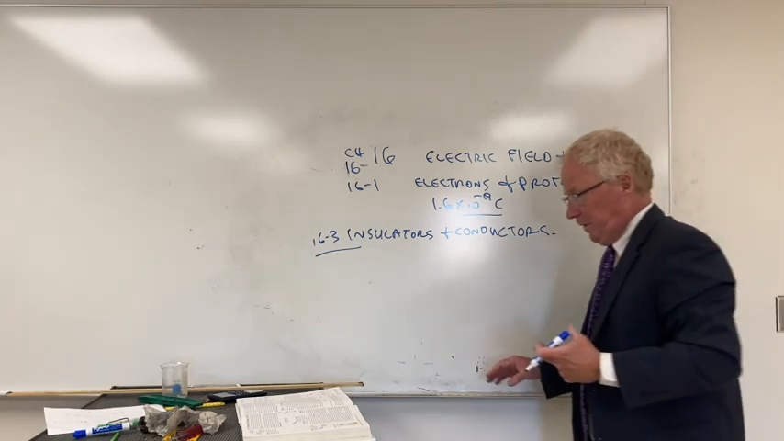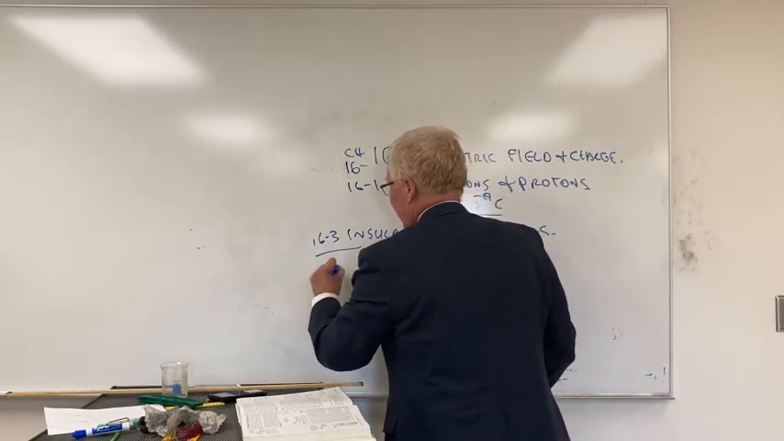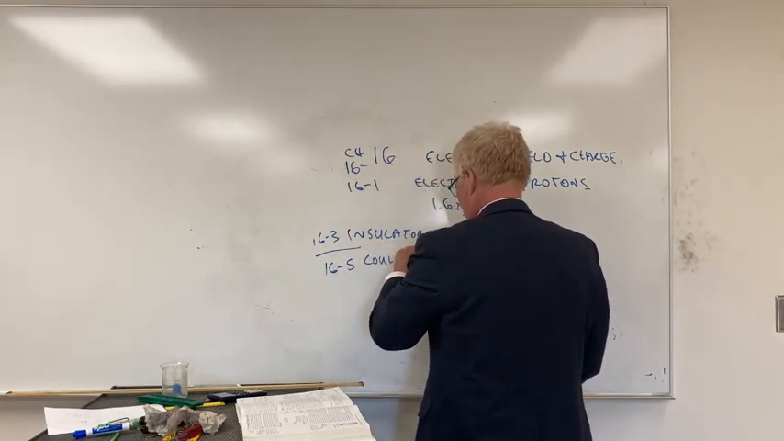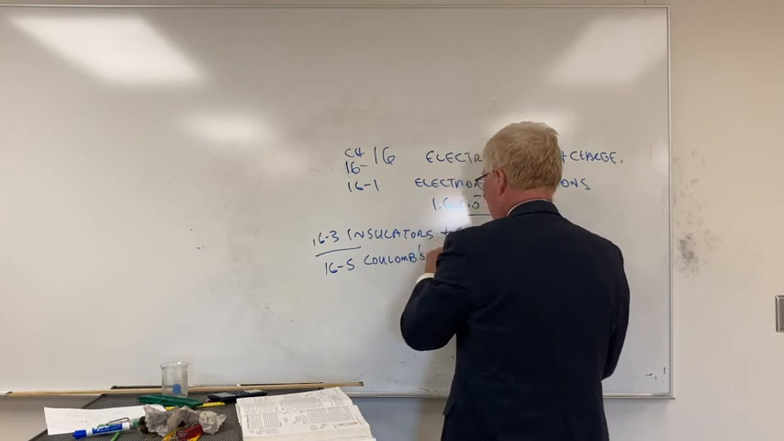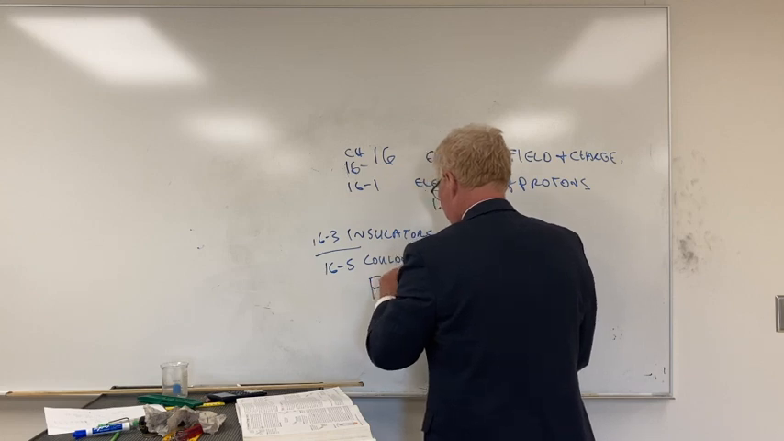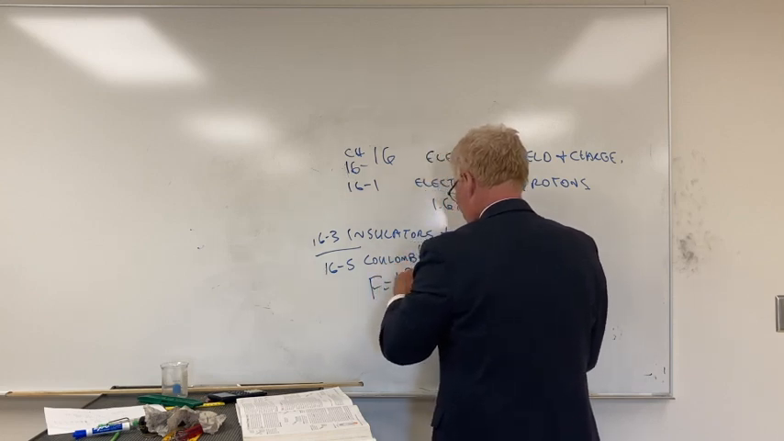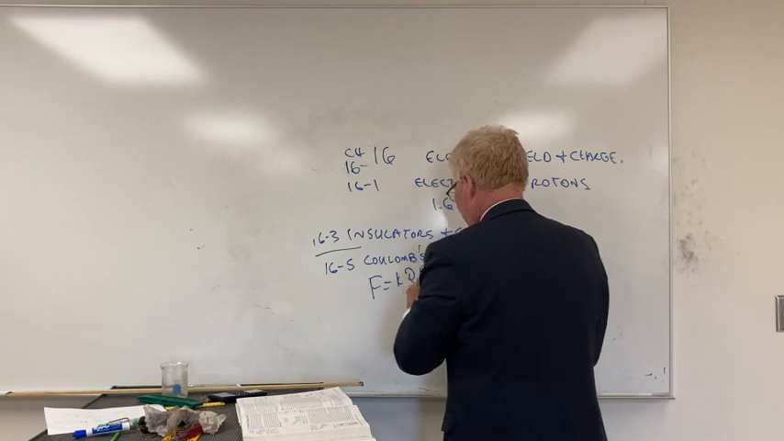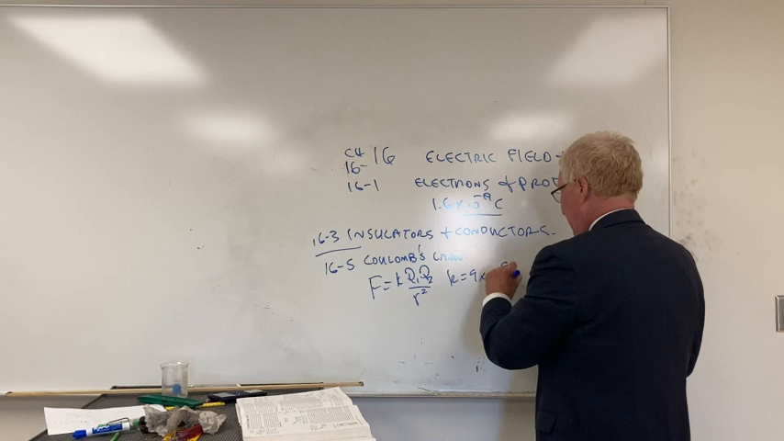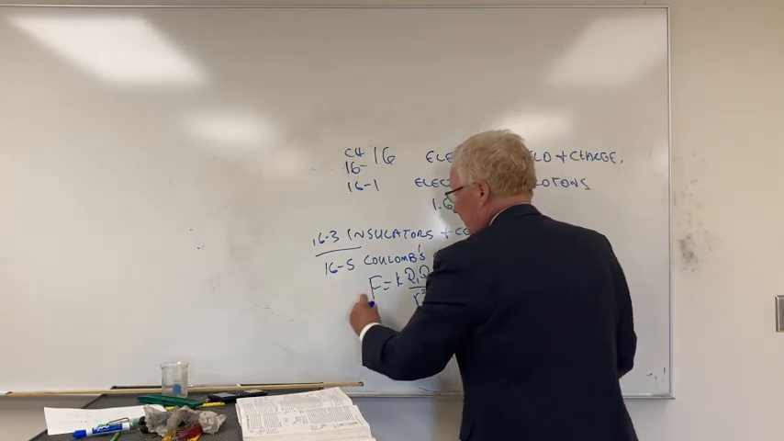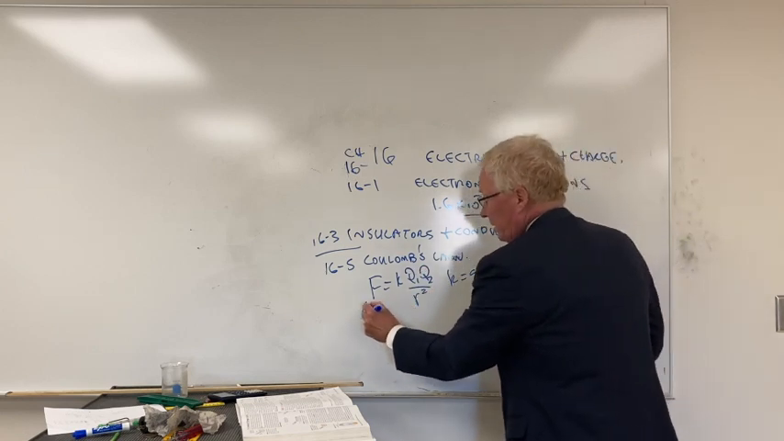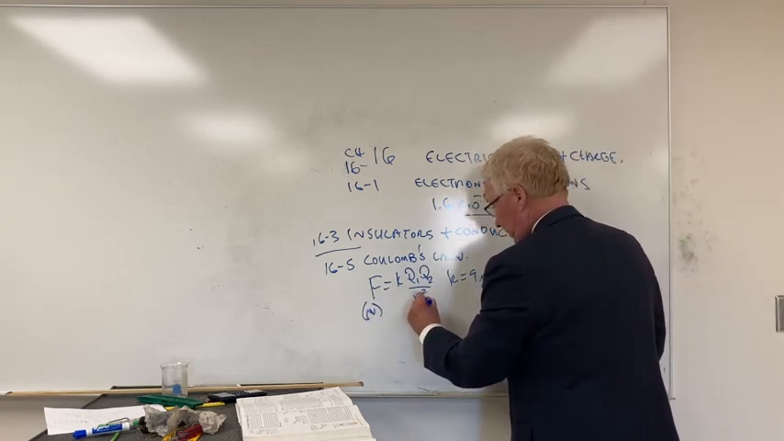So that's all we have so far. 16.5 is Coulomb's law, and that's force is K Q1 Q2 over R squared. K is 9 times 10 to the 9th, and I'm not going to deal with the units. Force is in newtons. Charge is in coulombs. R is in meters, so that would be meters squared.